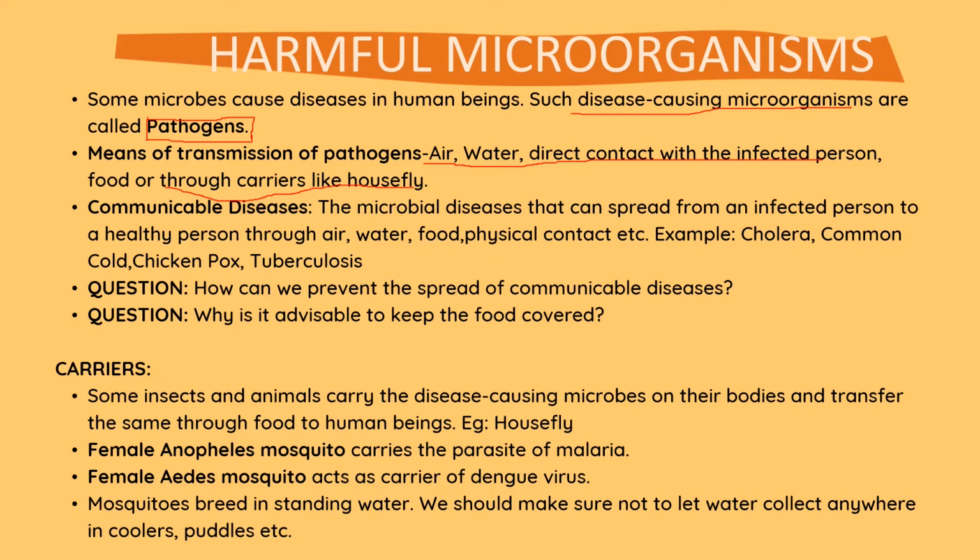So if you do not keep your food covered, and if a housefly sat on the excreta of an infected person and then sits on your food, through its body the housefly is actually transmitting the pathogen to your body. So these are the different ways how pathogens are transmitted, and they are transmitted only in the case of communicable diseases, also known as infectious or contagious diseases.